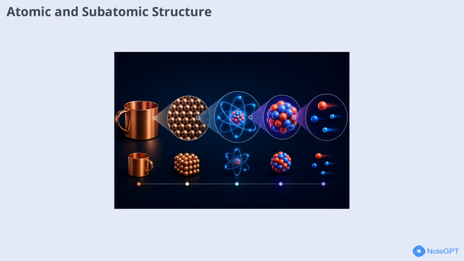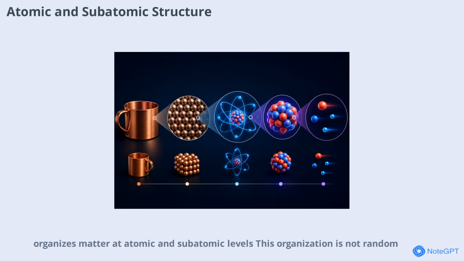The main idea is that beneath the surface of what we experience every day, there is a hidden order, a substructure, that organizes matter at the atomic and subatomic level. This organization is not random; it follows strict physical laws and models. Understanding this helps us appreciate that the world is much more structured and fascinating than it appears at first glance.